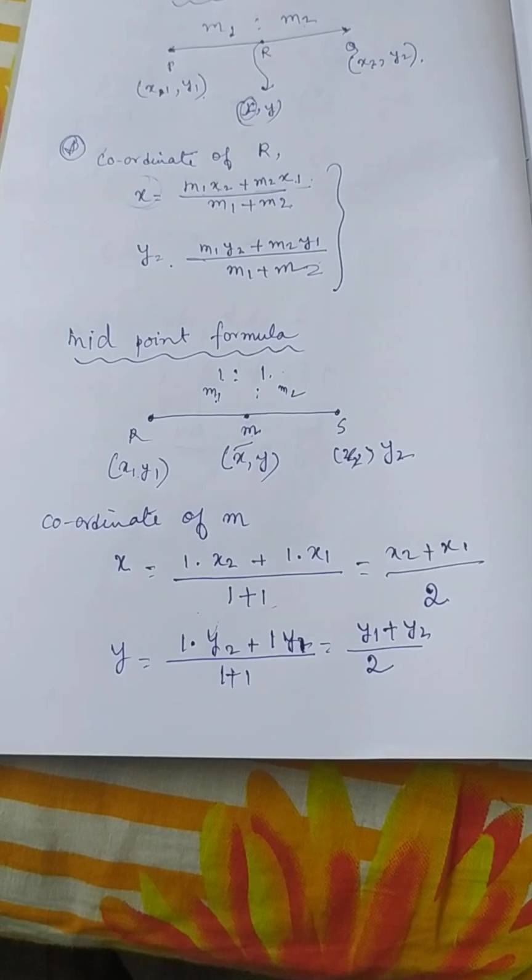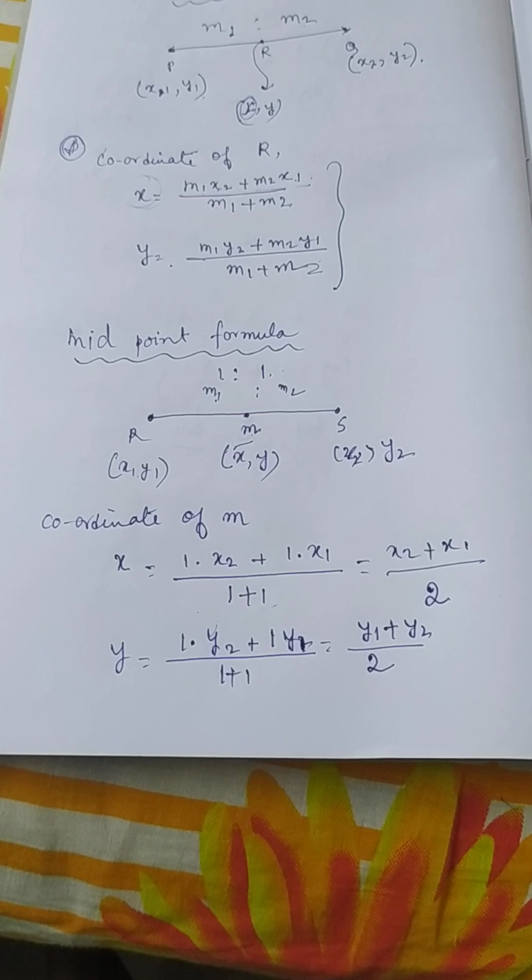Similarly, if it is ratio of 2:1, so obviously it will be 2 into x2 plus 1 into x1 by 2 plus 1, and here the same also. So every time the ratio changes, you just have to put the values of M1 and M2, the ratios. Everything else is the same.